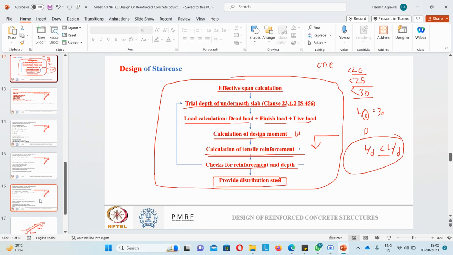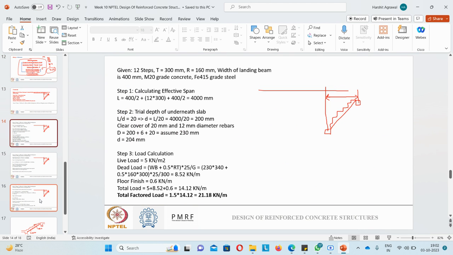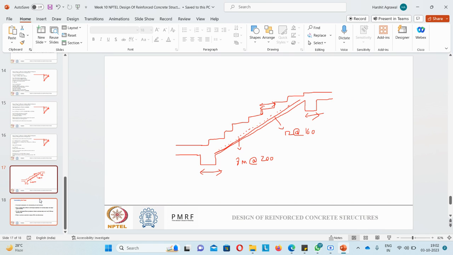So the essence of design is to follow this flow chart, where first you need to choose the effective span, then you need to choose a trial depth, then you will do load calculation, then you will calculate design moment, then you will calculate tensile reinforcement, you will check with minimum reinforcement if it is true or not, and depth if it is true or not. Once that is done, you will provide the distribution steel and you will make the design chart. So that is what we did in this question.